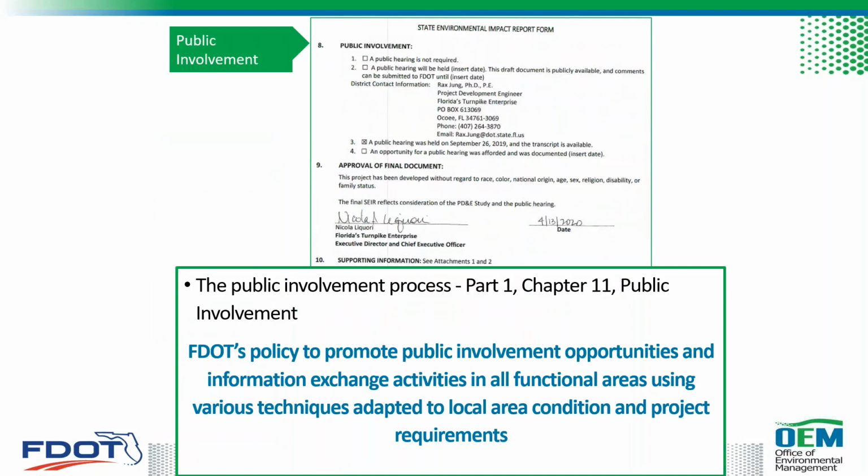The public involvement section documents if a public hearing was required. Remember, I talked about those requirements for when you need to do a public hearing. It also will document the status of holding a public hearing, whether it's been held or is going to be held. And for a project which does not require a public hearing, an opportunity for a public hearing may still be provided and documented here. The public involvement process is outlined in Part 1, Chapter 11 of the PD&E manual and is followed when preparing a SEER. And Rusty NMSA will be discussing this process tomorrow.